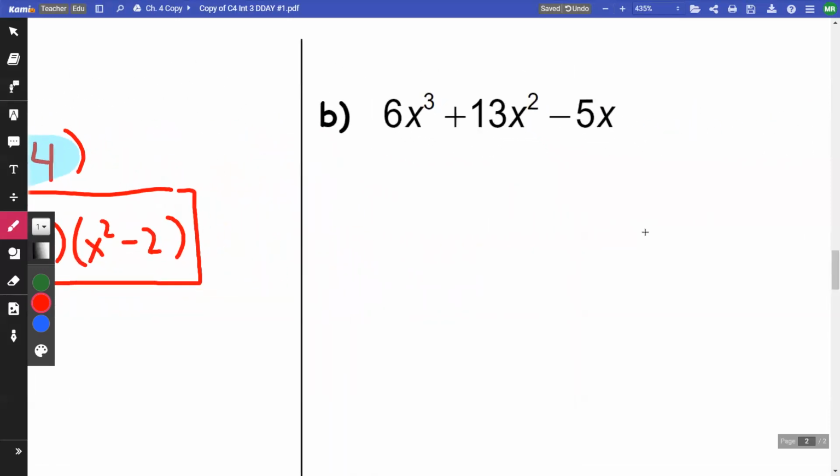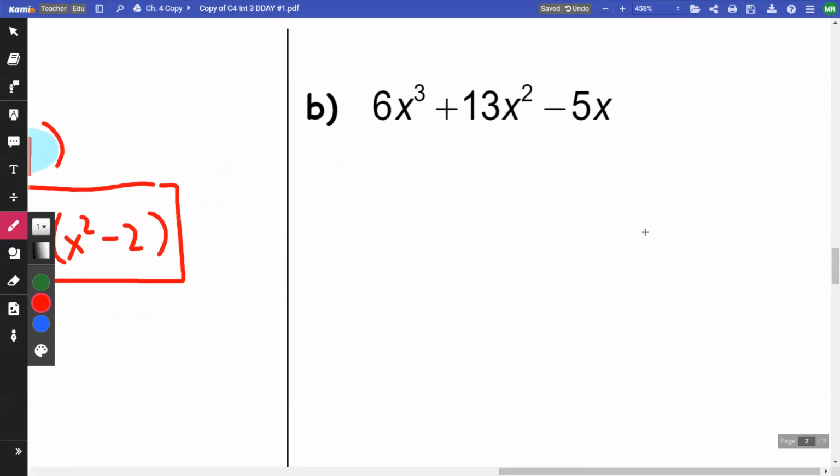On B, on this one, I can't factor out any numbers, but I can factor out an x, and I get a 6x squared plus 13x minus 5.